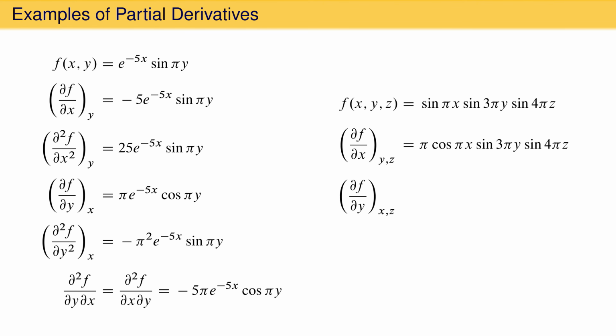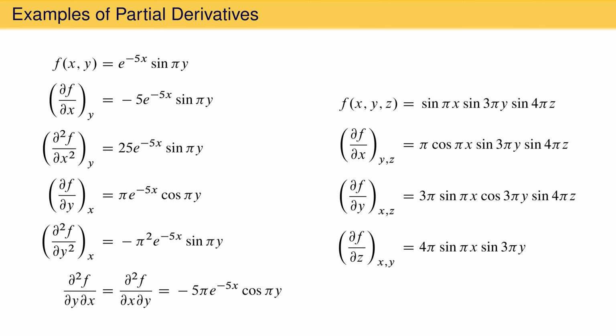The partial derivative with respect to y is 3 pi times sine pi x times cosine 3 pi y times sine 4 pi z. The 3 pi in front comes from applying the chain rule to sine 3 pi y. Finally, the partial derivative with respect to z is 4 pi times sine pi x times sine 3 pi y times cosine 4 pi z. Second partial derivatives and mixed partial derivatives can also be evaluated if you want or need them.